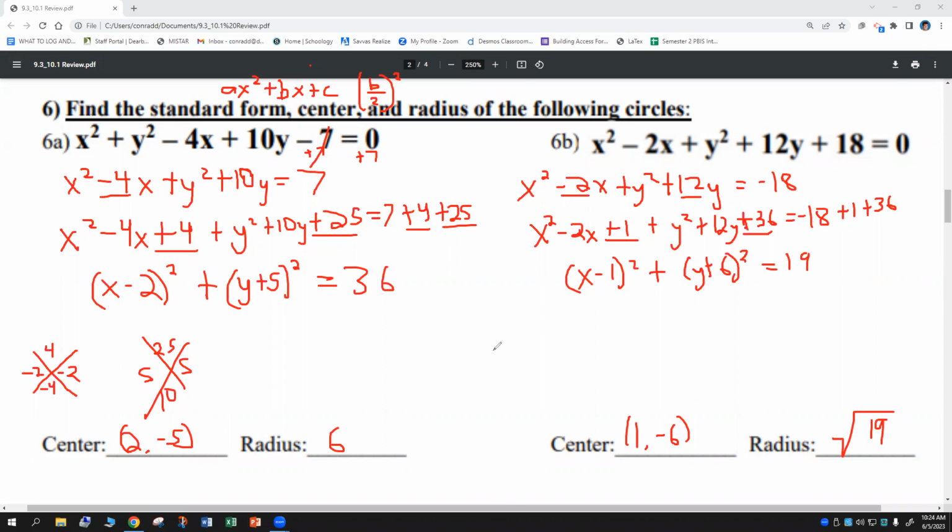All right, if you're wondering where we got this from, we factored, right? So you got to have something that multiplies to 1 and adds to -2. That should be -1 times -1. And then for the y's, it should be 36 and 12, which is 6 and 6. All right, and that's it for 9-3.